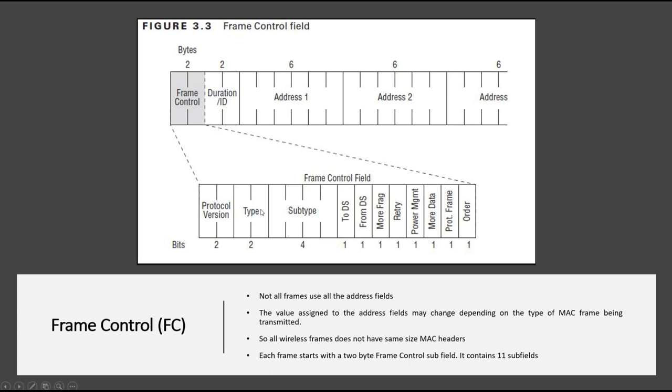slides. So here it starts with the protocol version, type, subtype, To DS, From DS, more fragment, retry, power management, more data, protected frame, order. And this is basically 2 bytes, I mean 16 bits. So here this is the size of each and every subfield: 2 bits, 2 bits, 4 bits, and the remaining are of 1 bit.